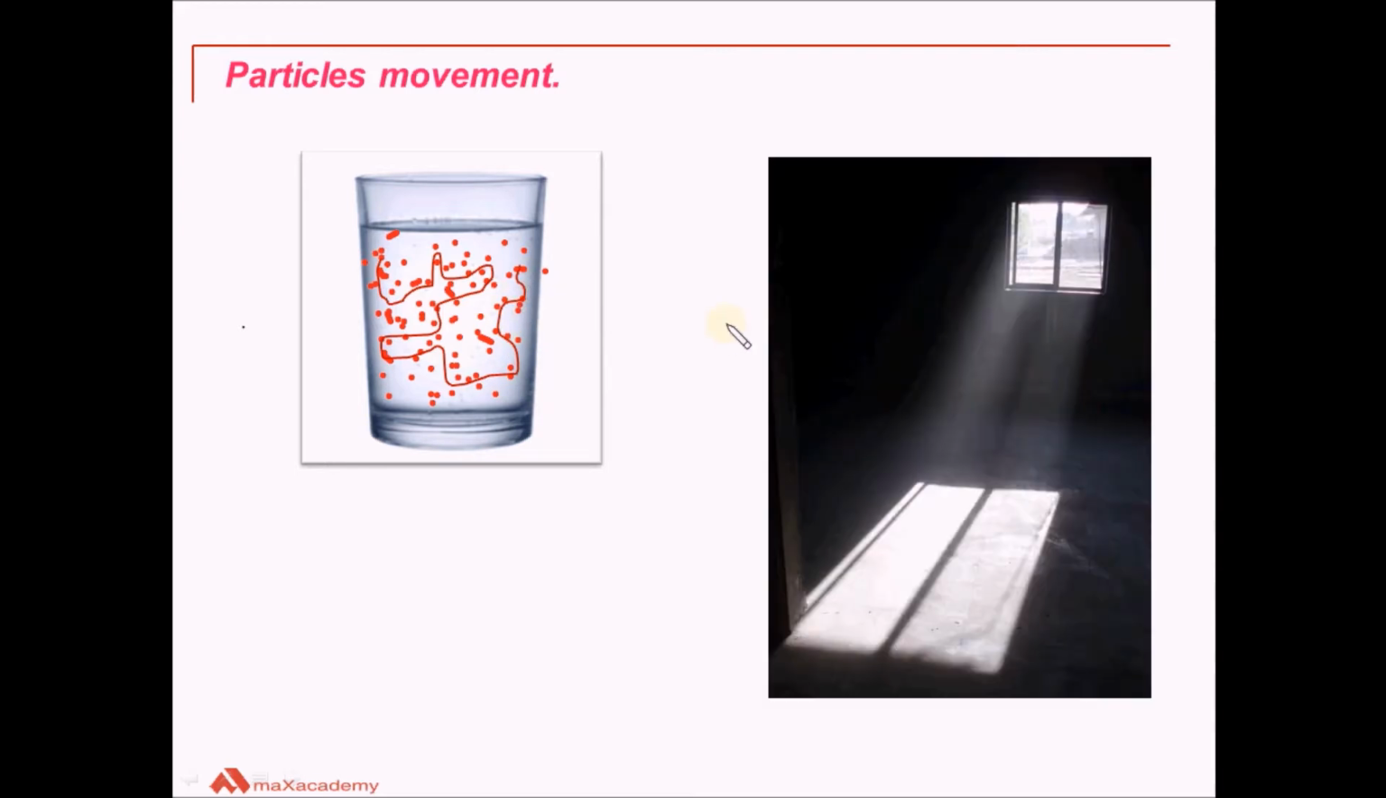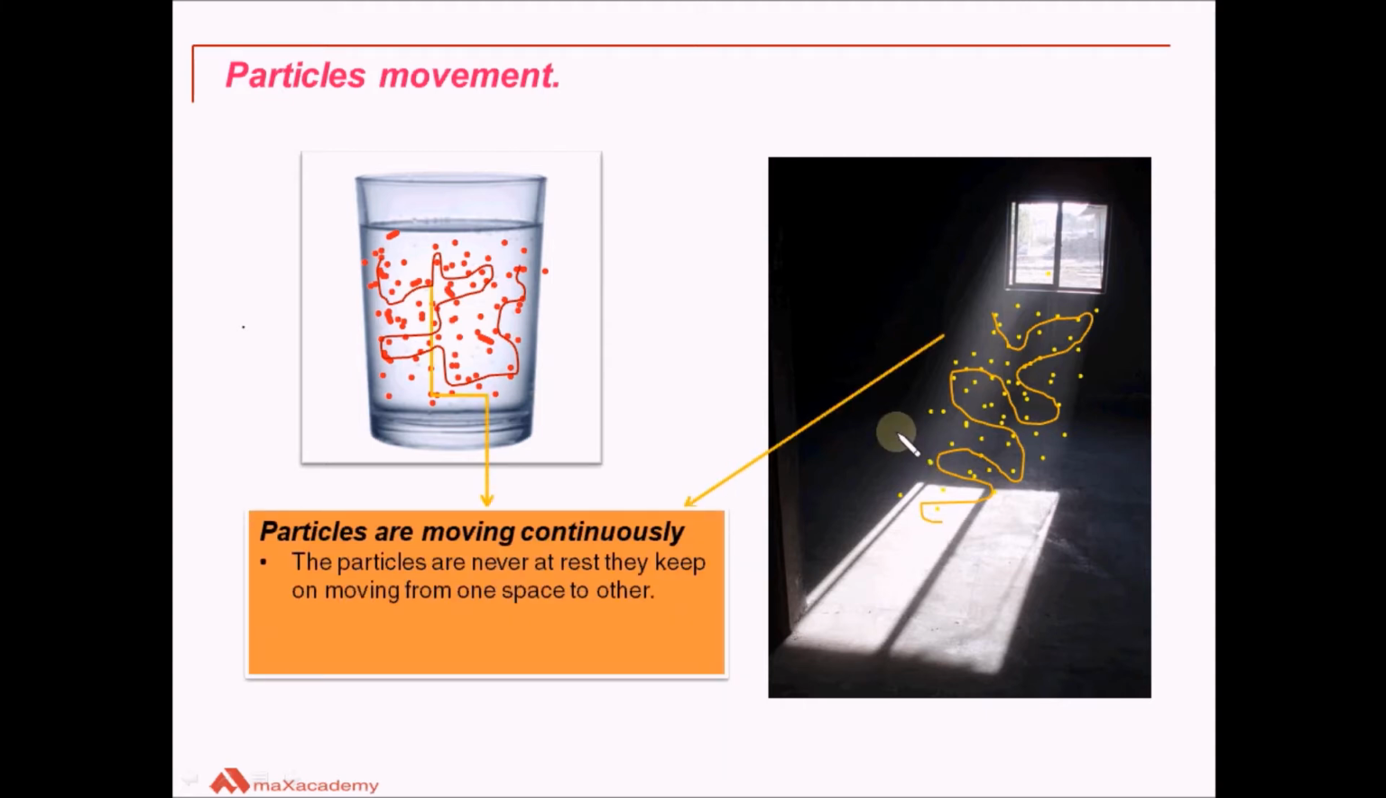Have you ever seen light entering a dark room through a window or ventilator? The light also shows many dust particles entering the room, and these dust particles too move from one place to another. They keep on changing their position, performing a random motion. Similarly, all matter has the same property, but some can be seen and some cannot. So we conclude that particles are never at rest. They keep on moving from one space to another, and this motion is known as Brownian motion.